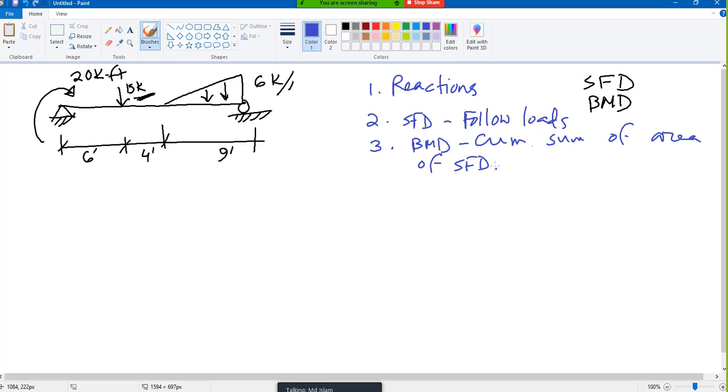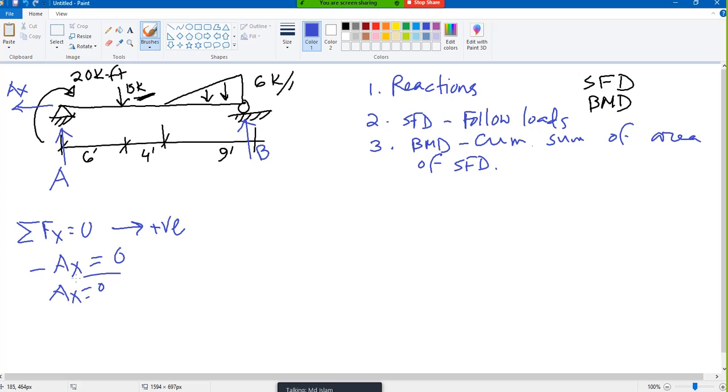Okay, step number one, reaction, start. So I will assume a vertical reaction here, say it is A, and a vertical reaction here, say it is B. I can assume an Ax, horizontal reaction. So how to do? We do summation of Fx is zero, say right way is positive. My only force is Ax equals zero. There is no other force. So Ax is zero. There is no other force along horizontal direction in this beam. And that is very common. In beam, typically the load is vertical load. Now horizontal load is very uncommon.